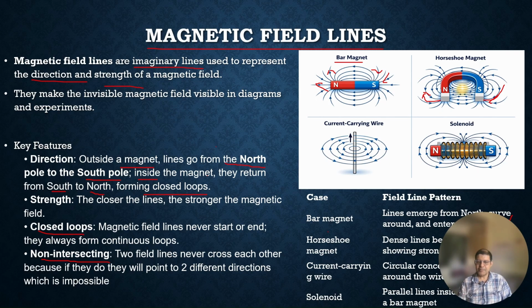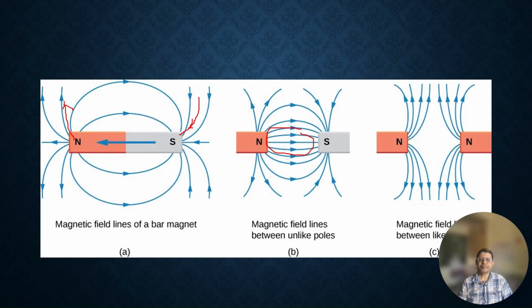So the bar magnet is already explained here. Then the horseshoe magnet, the current carrying wire and the solenoid. So these are the magnets. Basically, the north and south are shown together, right? Inside the bar magnet, the direction is from the south to the north. And then from the north, it goes outward, and at the south, it comes inward. Similarly, when the north and the south are placed next to each other, the magnetic lines will go to the south. That's why there is a strong attraction.